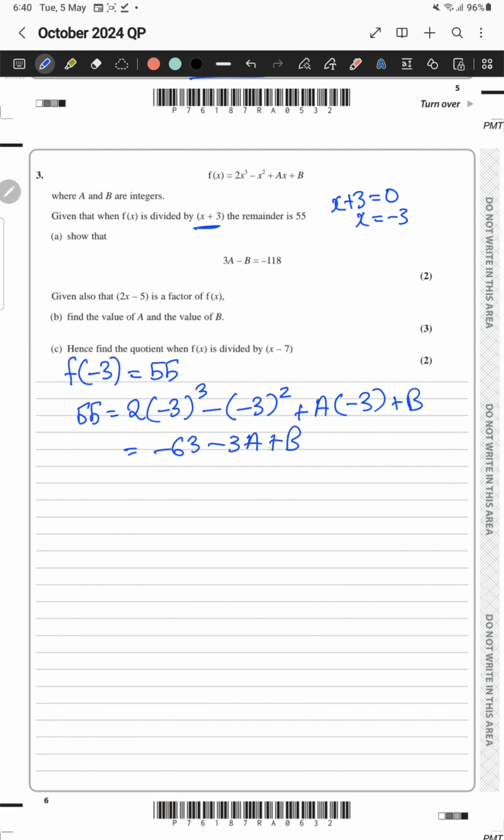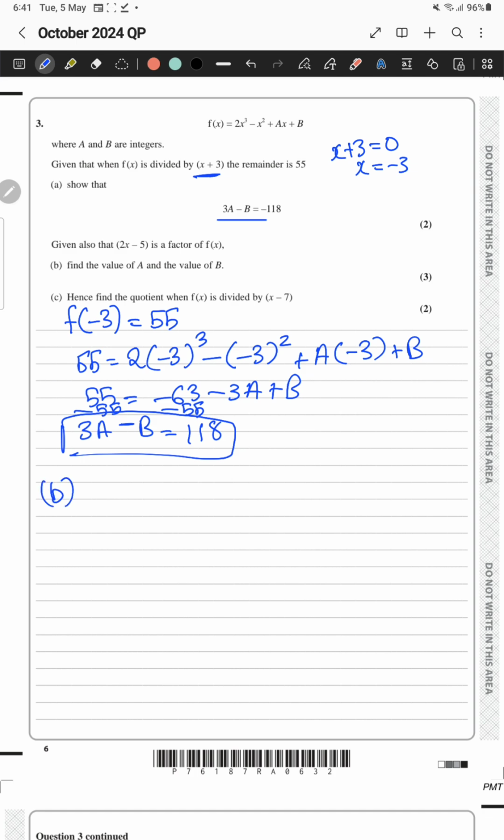Okay, this is 55, so let me take this to the other side because we want 3a positive and minus b as negative. So this is going to be 3a minus b, and I'm going to do minus 55 on both sides. Now 63 minus 55 is just going to be 118, and we have shown this equation.